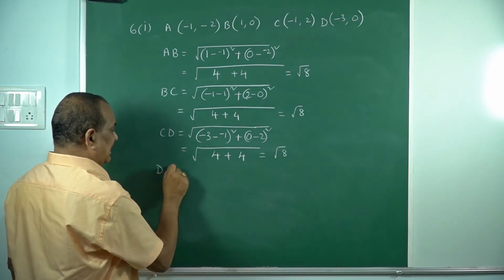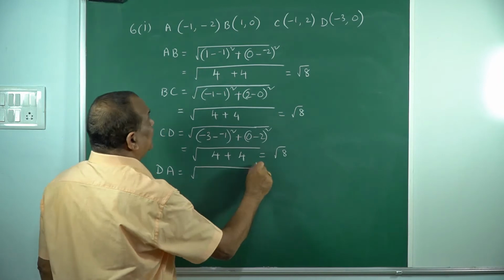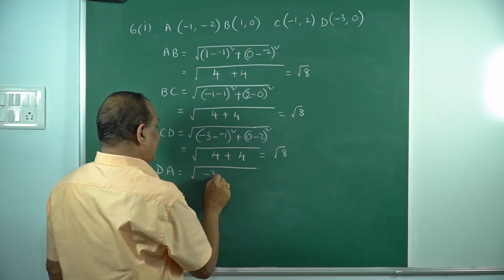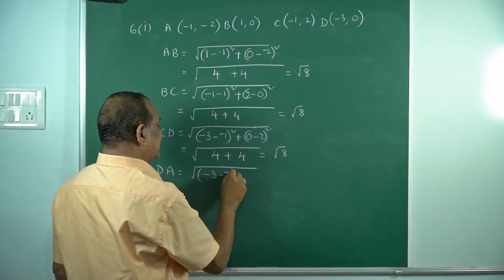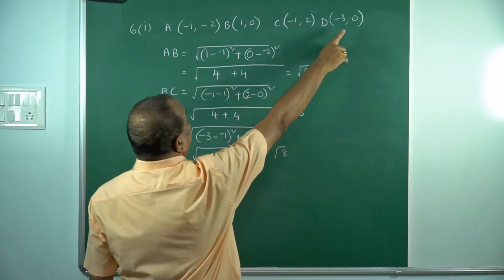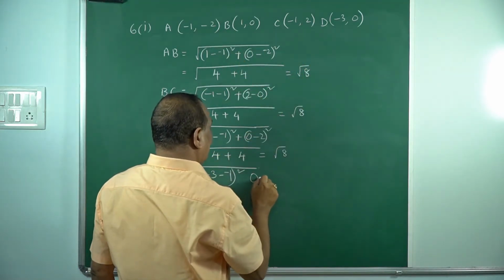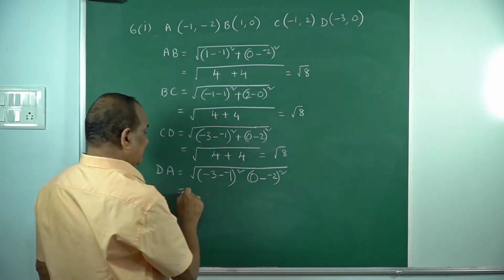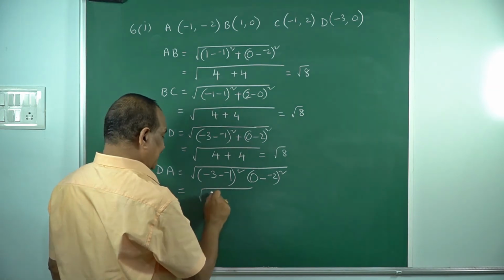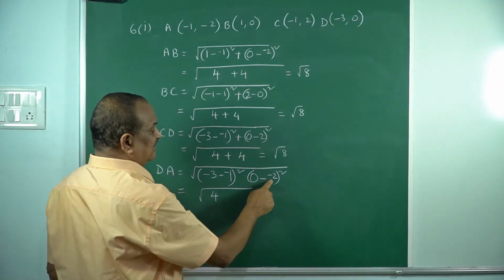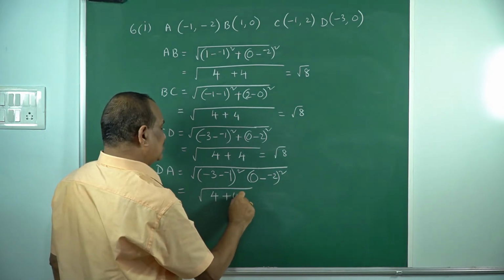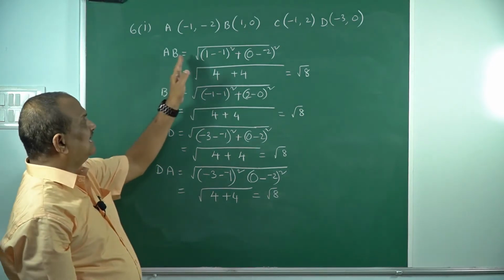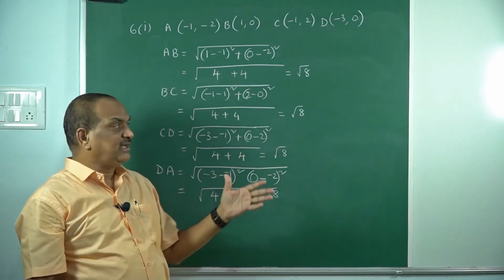So DA is the last side we are trying to find out. And A and D you should take. Minus 3 minus of minus 1 squared, and the next one is 0 minus minus 2 squared, and minus 3 plus 1 minus 2 squared is plus 4, and minus of minus 2 plus 2 squared is also 4, and this is root 8. So something interesting you have found is that all the 4 sides are equal, the same root 8 you got.